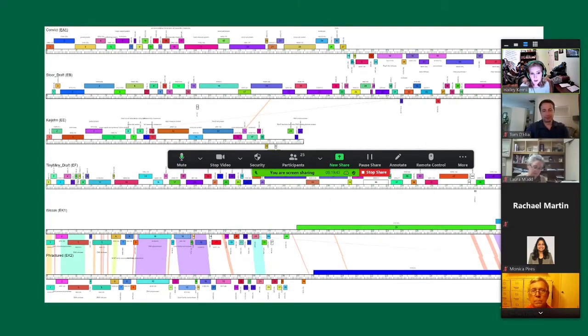On this Famirator map, we are comparing all of the clusters that I will be going over in this presentation. And clusters are just groupings of phage based on their genomic similarity and their common host bacterial strain. Starting from the top, we have Convict in EA1, Store EB, Kaijan in EE, Tiny Miny in EF, Wessick in EK1, and Fractured in EK2.